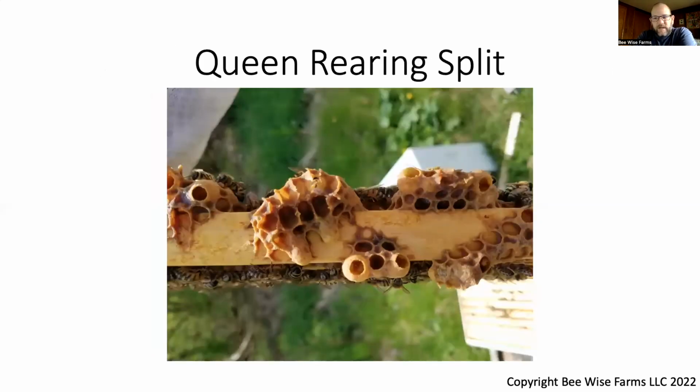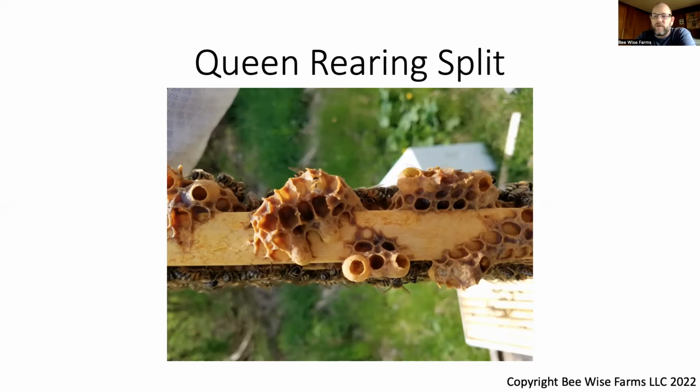Queen rearing splits. Let's wrap up with that. So the queen rearing split, pretty darn simple. You find a frame that has queen cells on it. You can take those frames out and put them in a colony and raise a queen from it for your own personal use or to sell.